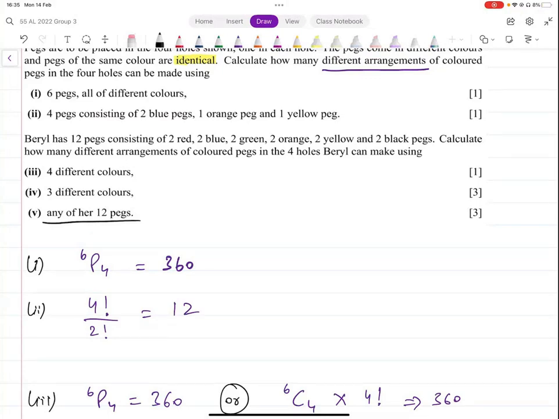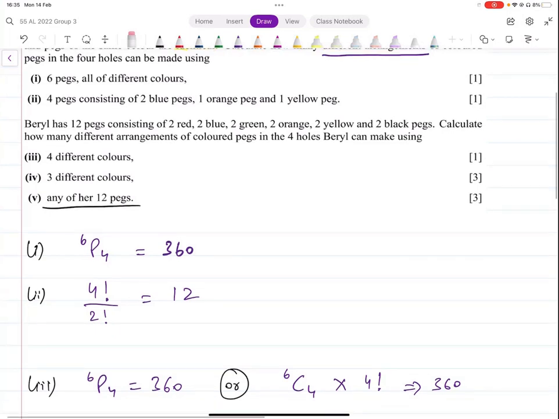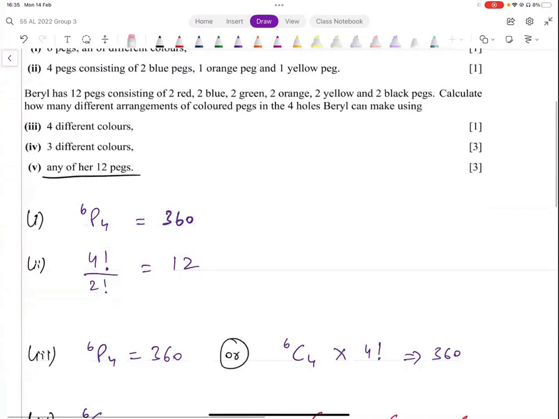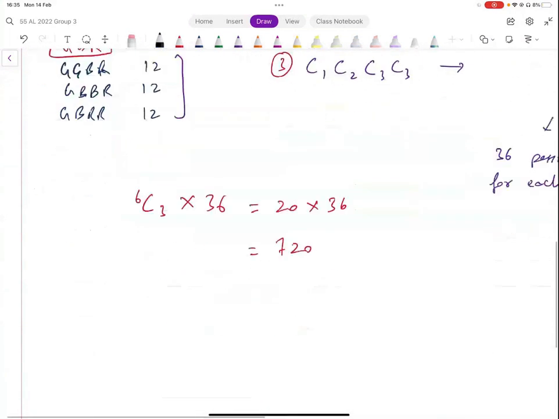calculate how many different arrangements of colored pegs in the four holes you can make using any of our 12 pegs. Any pegs you can use. What is the number of cases going to be in that?